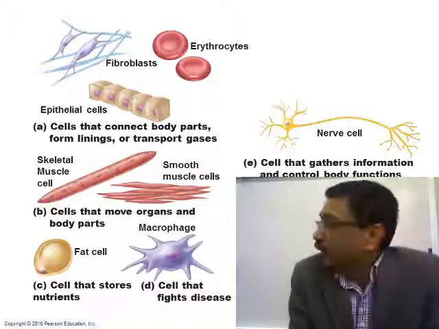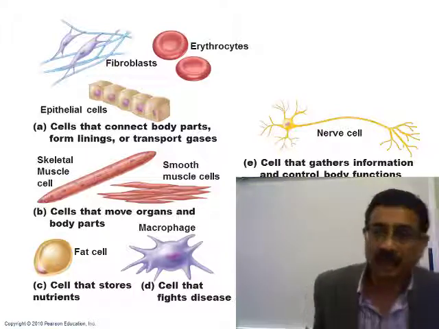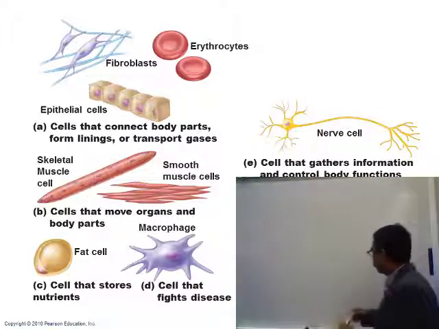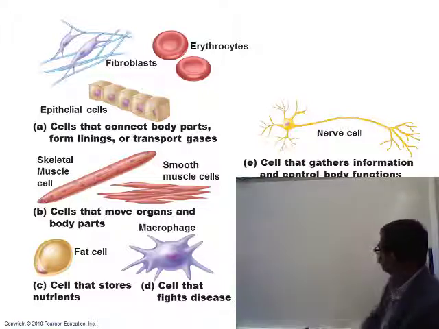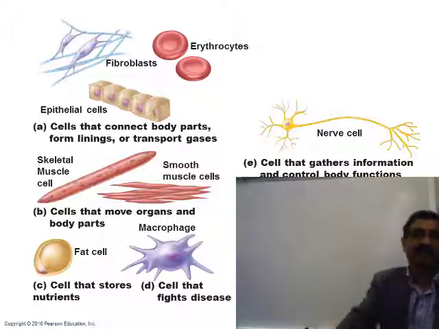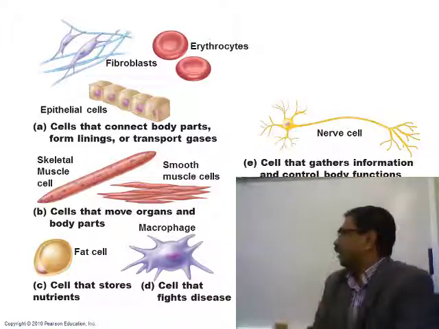Here just you see how different cells are different from each other. A few examples. First, if you see a fibroblast, fibroblasts are long cells and they produce fibers, connective tissue fibers. Okay? So, fibroblasts are elongated, thin, and they produce fibers. They are connective tissue cells.